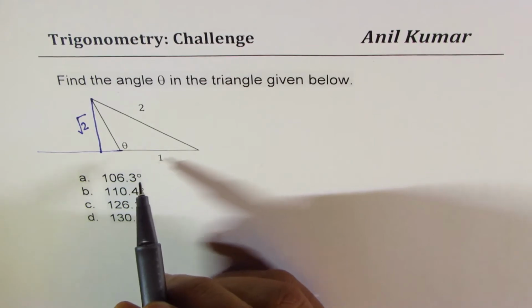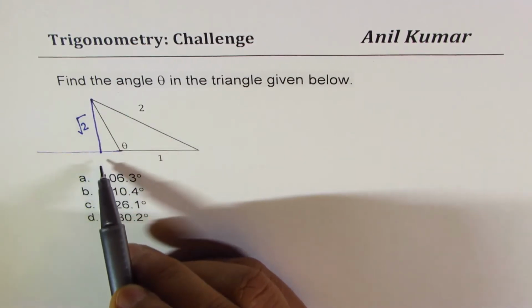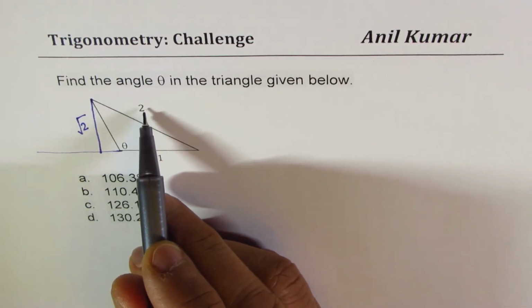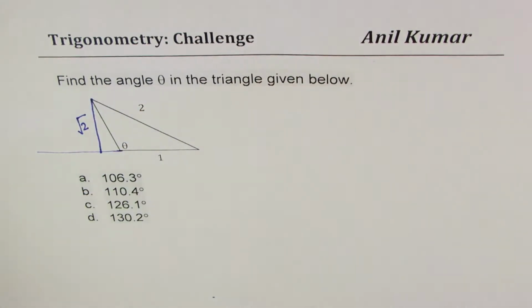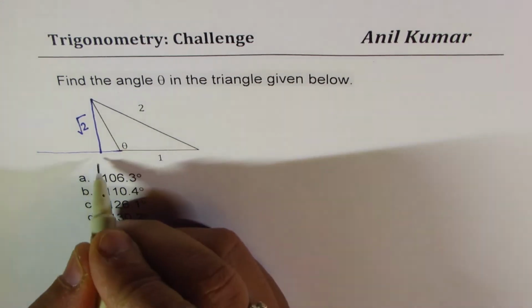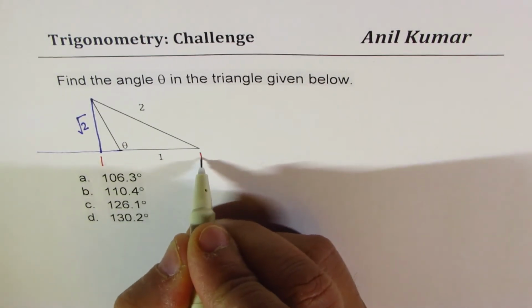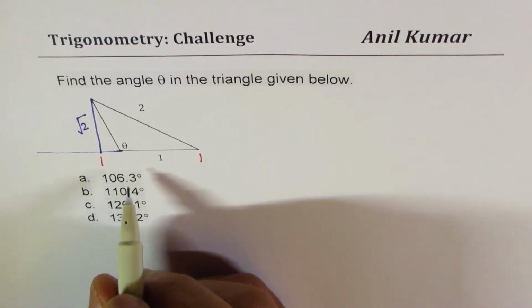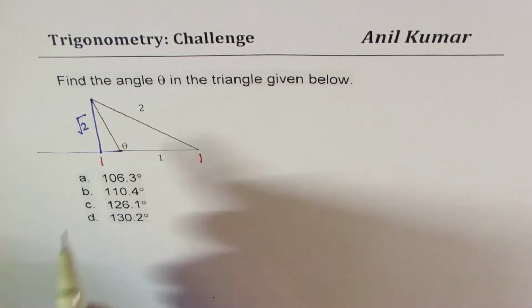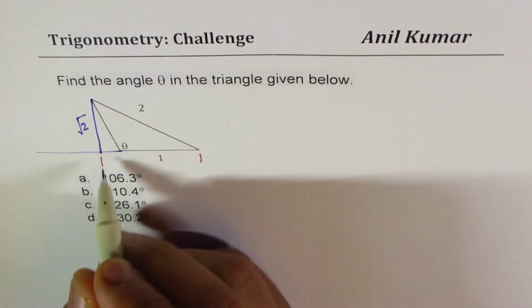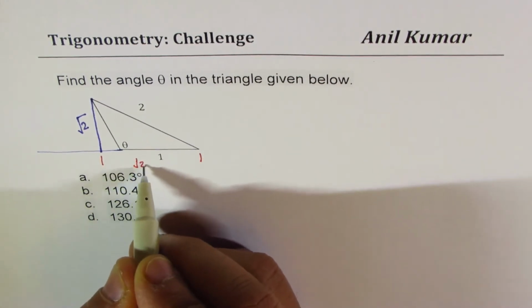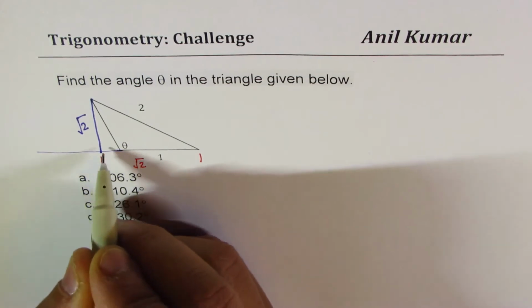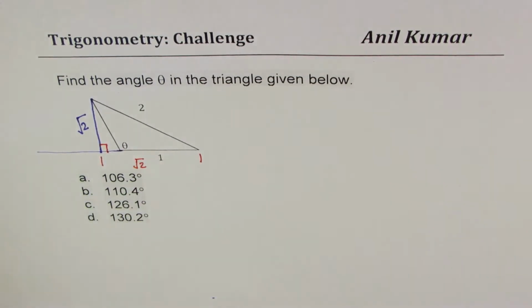Correct? So if this length is square root 2 and that is 2, then what is going to be the base? I've taken that length as square root 2. So let's see how much the base should be. Now, if I make this square root 2 and make an isosceles triangle, where this is also square root 2, do I make a triangle? I do make a right triangle. You will notice that.